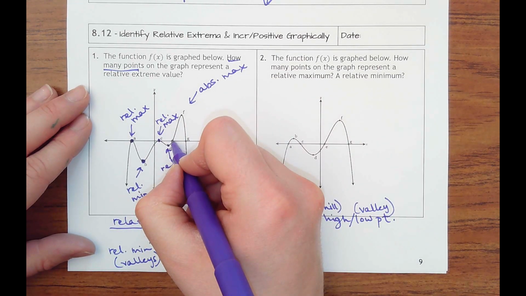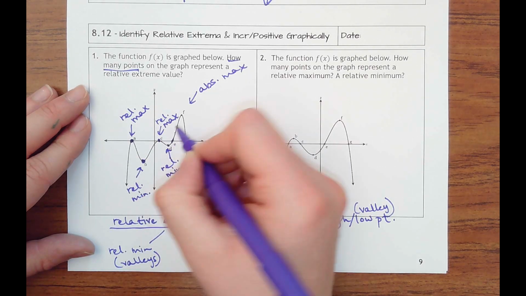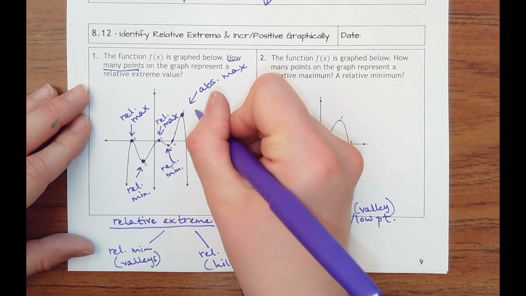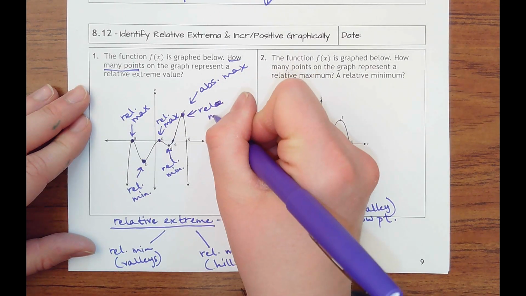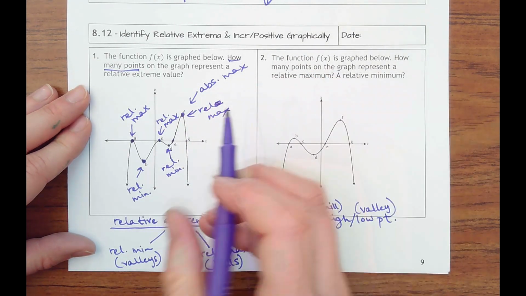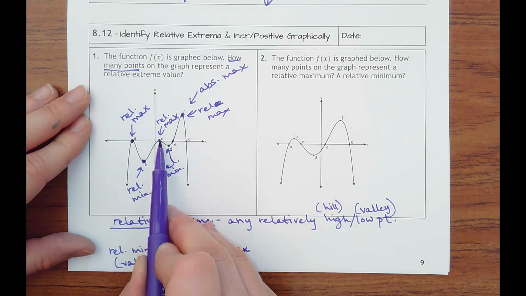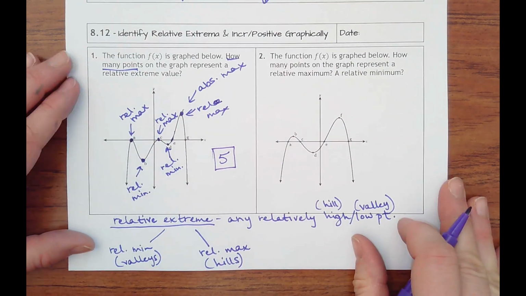E is nothing. That's just a 0, but it's just on this continuous curve here, so that's nothing. This is also considered a relative max. And then G is nothing, that's just a 0, but we're just decreasing the whole time. And so that gives us 1, 2, 3, 4, 5 relative extreme values.